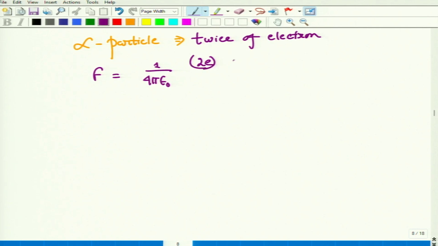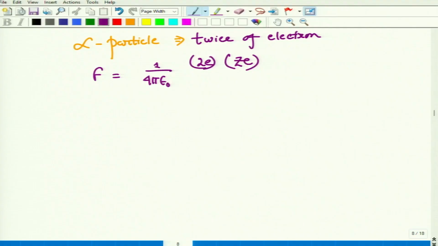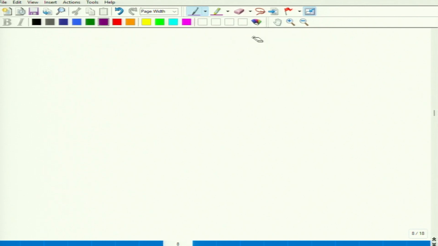So we can write 2e, the charge of the alpha particle, and Ze, where Z is the atomic number of gold, because we are taking the gold foil. So the nucleus should be the nucleus of gold, with charge Ze, where e is the charge of the electron and Z is the number of protons. The force is divided by r squared. This should be the interacting force between the alpha particle and the nucleus. I am not discussing the constant here.